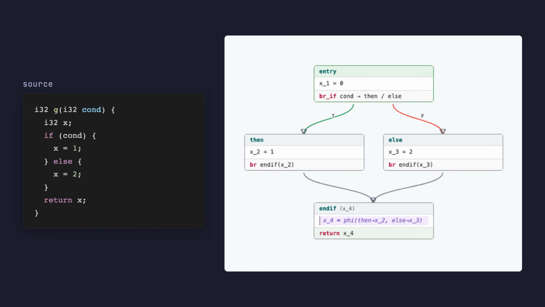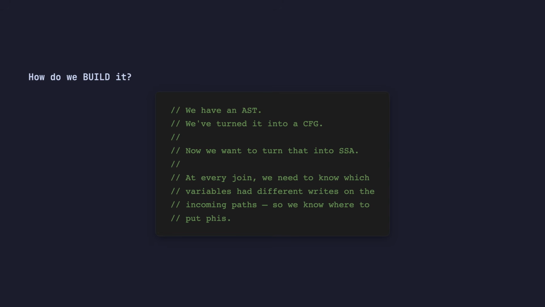Okay, so that's the IR we want, every value uniquely named. Merges are written down. The question is, how do we build it? We have an AST. We've turned it into a CFG. Now we want to turn that into SSA. The challenge is, at every point in the CFG, we need to know which variables had different writes on the incoming paths so we know where to put the phis. And once we've put a phi, that phi is itself a new definition, which might force more phis at downstream joins.